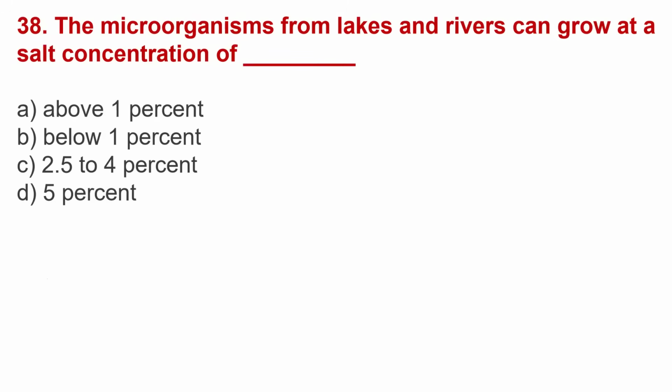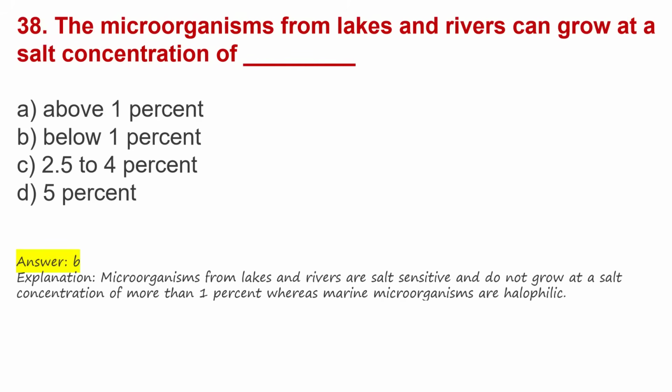Question 38. The microorganisms from lakes and rivers can grow at a salt condition of A. above 1%, B. below 1%, C. 2.5 to 4%, and then D. 5%. The answer is B. Microorganisms from lakes and rivers are salt sensitive and do not grow at a salt concentration of more than 1%, whereas marine organisms are halophilic, that is, they like salts.